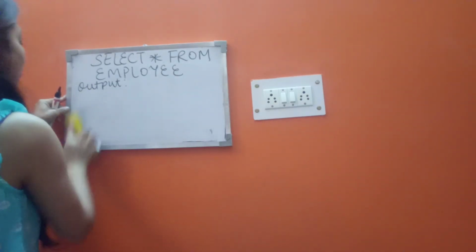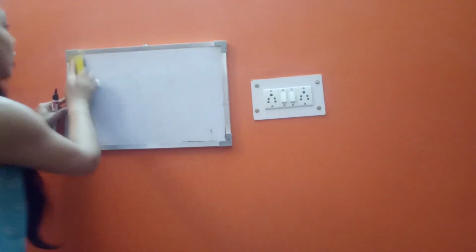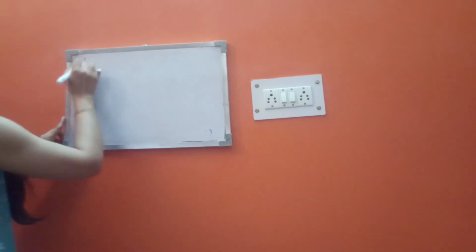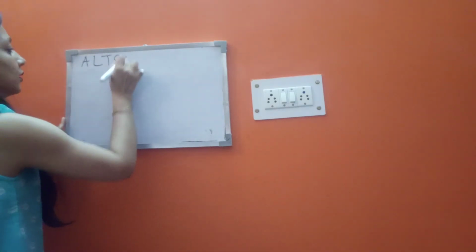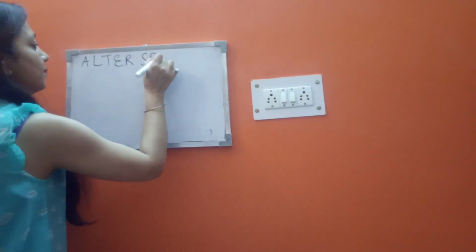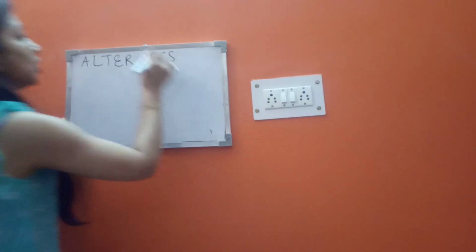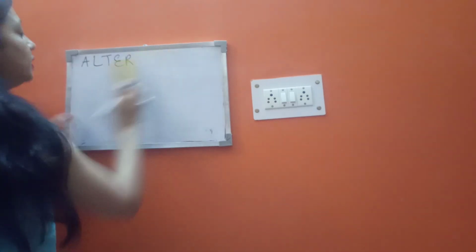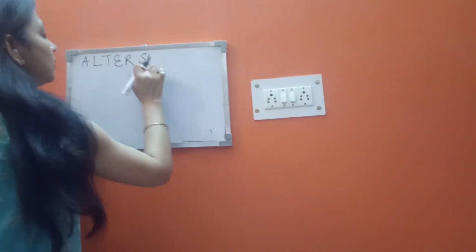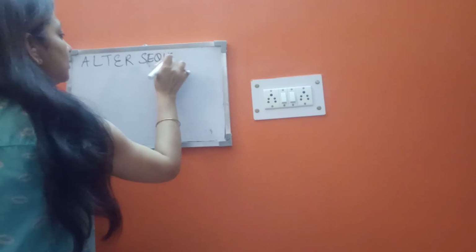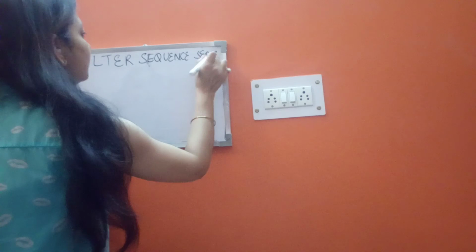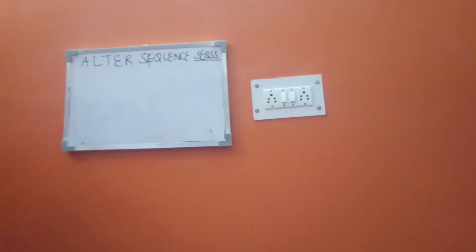Now just in case you want to alter a sequence, now you know how to create a sequence. In case you want to alter a sequence, what do you give? You give the alter command. The name of my sequence is SEQSS. So I will say alter, what? Alter the sequence. What is the name of that sequence? SEQSS. That means this is the sequence that I want to alter.